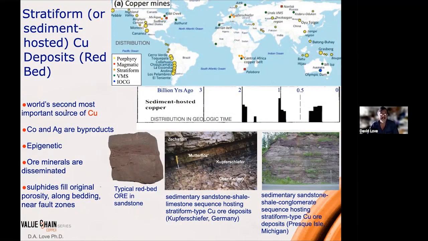This is the world's second most important source of copper and the world's most important source of cobalt, which is a byproduct of these. These are what's called epigenetic. There was a separate episode of generation of the ore after formation of the rock. The ore minerals are disseminated throughout the porosity of the host rock, which is typically sandstone or shale.